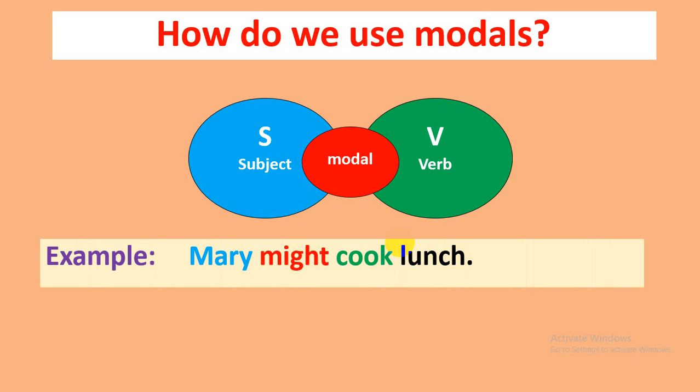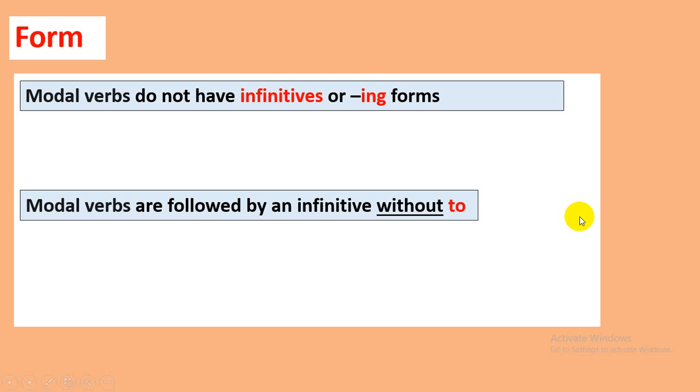Okay, let's talk about this one with more emphasis. How do we use the modal here? I have here the subject. After the subject, I put the modal, then followed by the verb. For example, Mary, which is the subject, might cook lunch. So I put this one in the same color just to make it easy for you. So Mary is the subject, the modal verb here is might, and cook is the main verb for the sentence. Then I have the complement. Let's see how I can form this one.